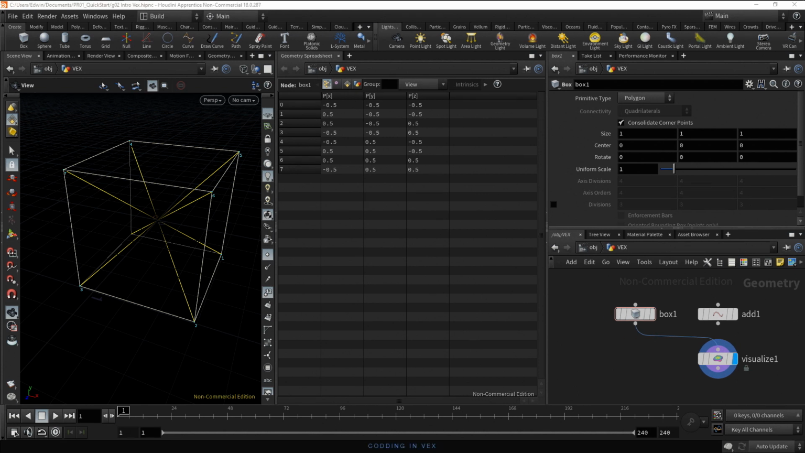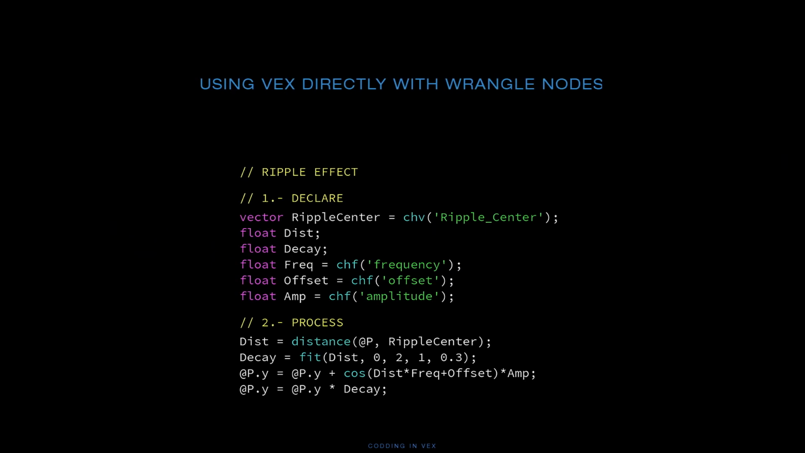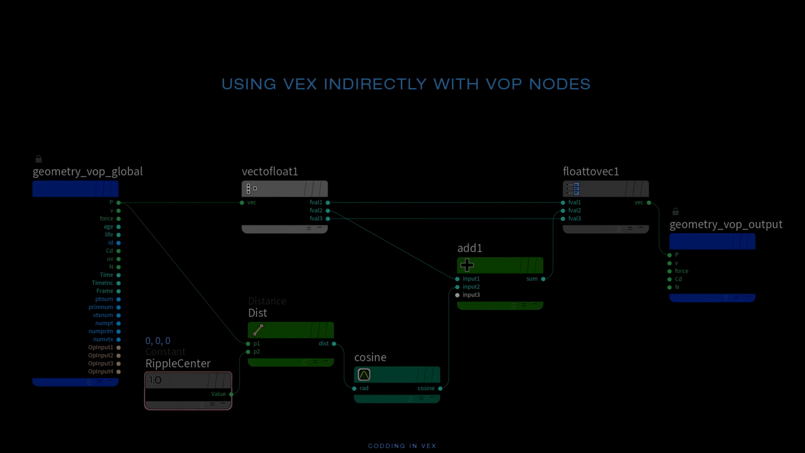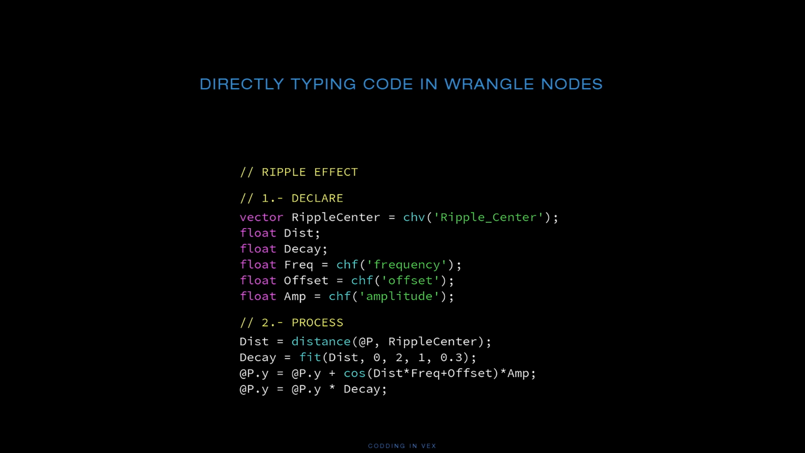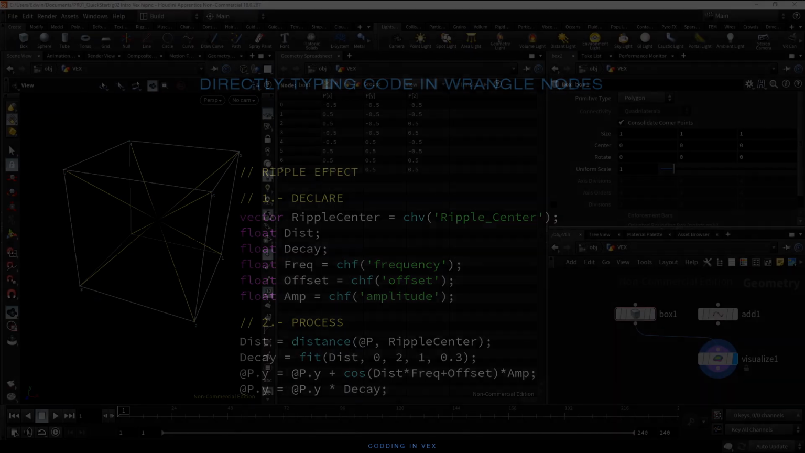Let's continue and start with VEX. You can use VEX in 2 ways. Directly using wrangle nodes. In these nodes, you can directly type VEX code. Indirectly using bob nodes. Inside these nodes, you don't need to type VEX code. Instead, you use a graphic interface to lay out the instructions. Then Houdini in the background creates the VEX code. In this video, we are going to create VEX code directly using wrangle nodes.